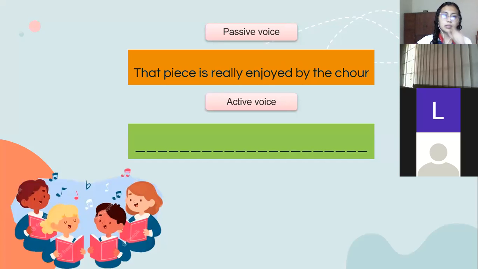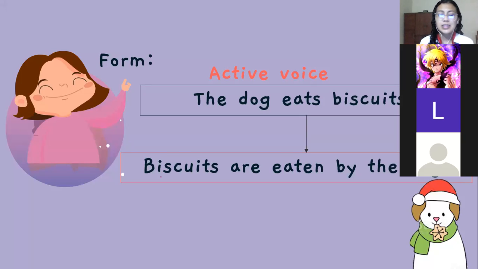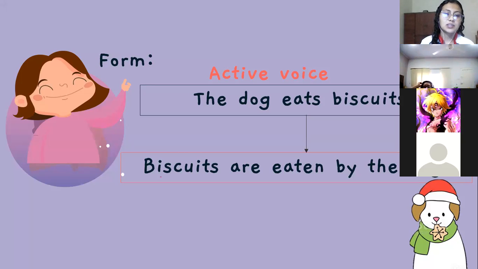So remember, the difference is easy, Sophia, okay? Remember that in the active voice, we start with the subject. The most important thing in the active voice is the person who performs the action. Did you understand?